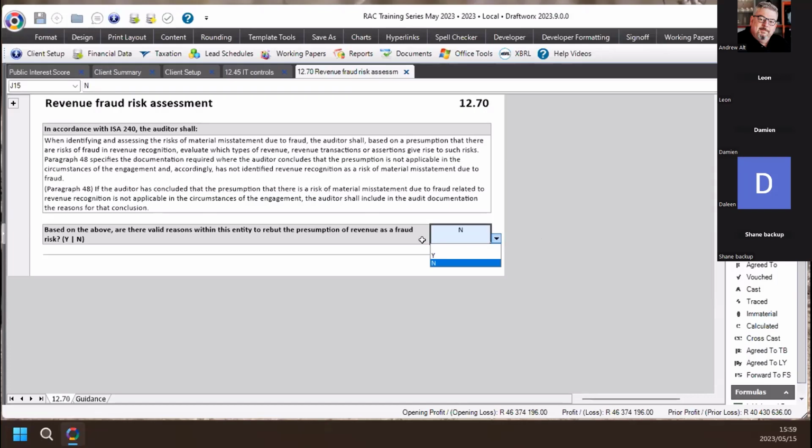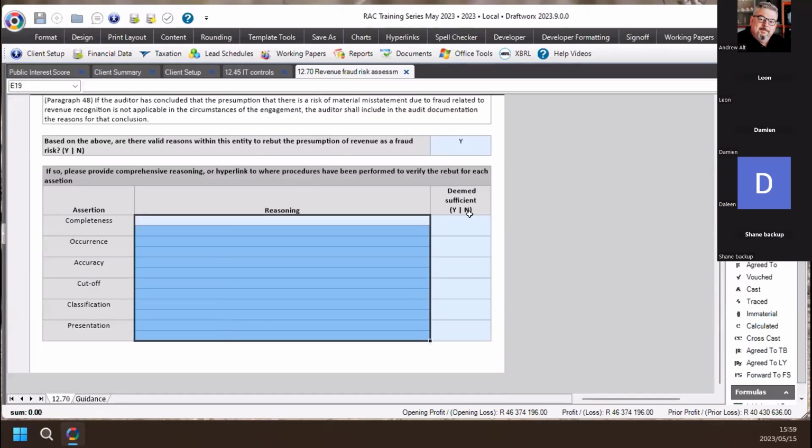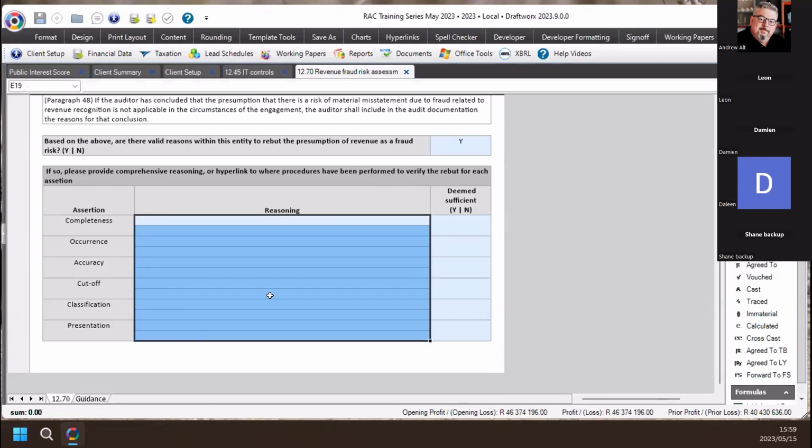If I say yes, I can rebut this presumption, we're asking you to give us reasoning, per assertion, that you can actually rebut revenue as a fraud risk. We ask it for all assertions. There's nothing that says only completeness is my fraud risk. That's a misunderstanding of the requirements. All assertions can be affected by our revenue fraud risk, and therefore I must provide reasoning for all my assertions.